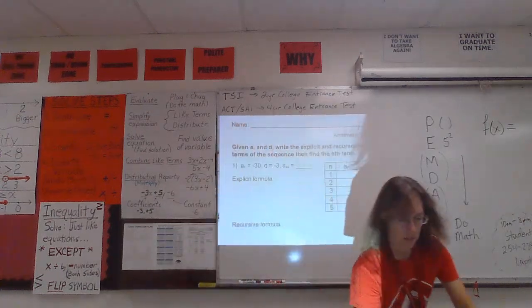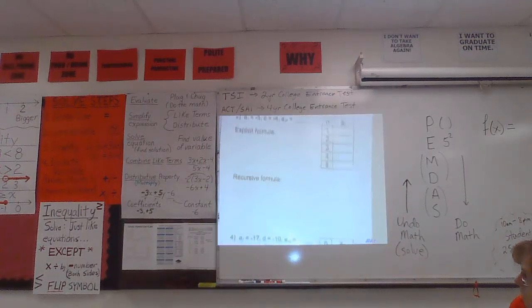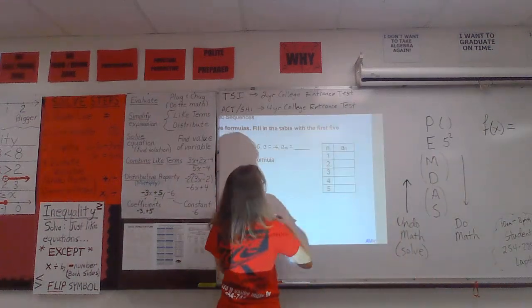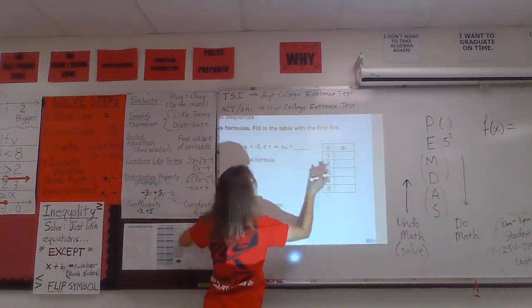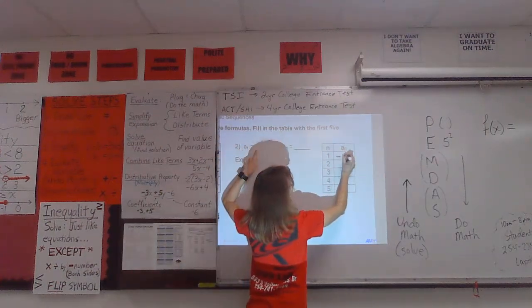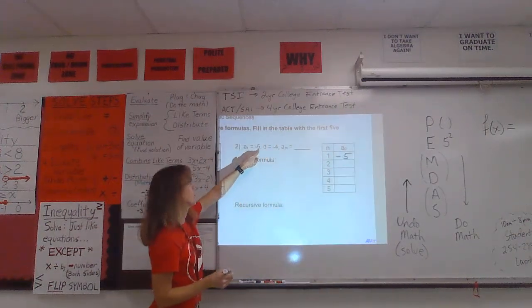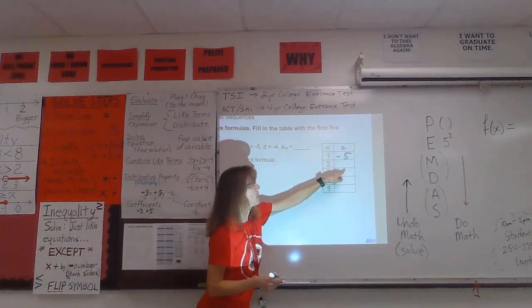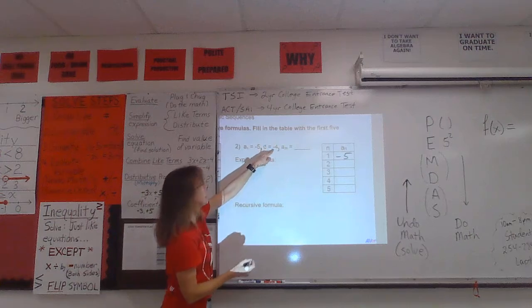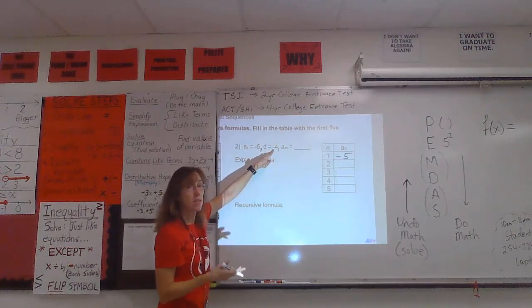So number 2, this one will go faster because I've done all the explaining. Here is my pattern over here. So a sub 1 is my first term, it's negative 5. So negative 5 goes in for my first term. So this is my sequence over here. There's the comma to separate these things. D is negative 4. So again, I am subtracting 4.